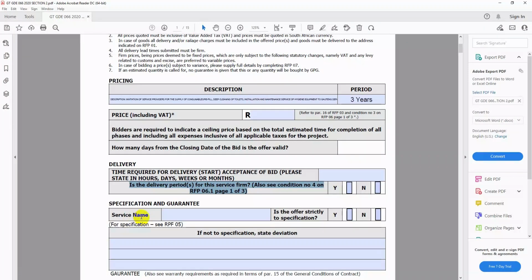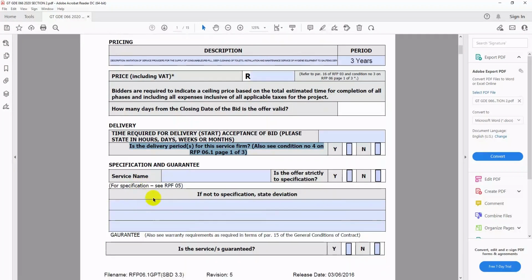Then specification and guarantee. The service name is that description. What is it that they want? This description is the service that they require here. Is the offer strictly to specification? Meaning, is it strictly according to the TOR, those terms of reference?